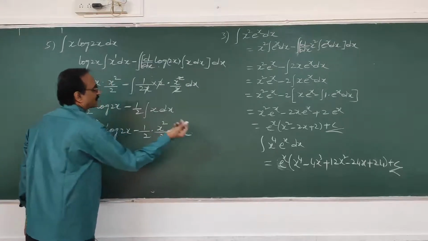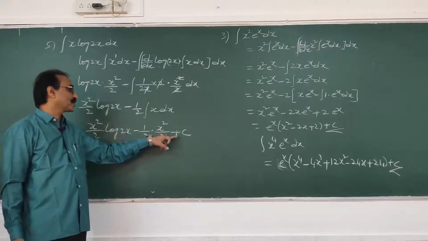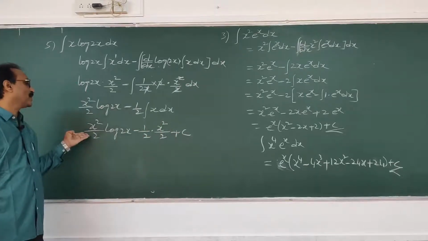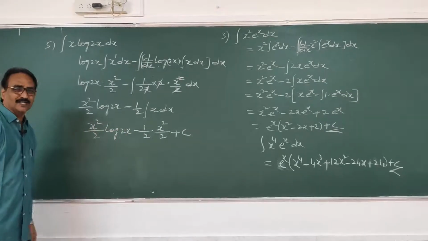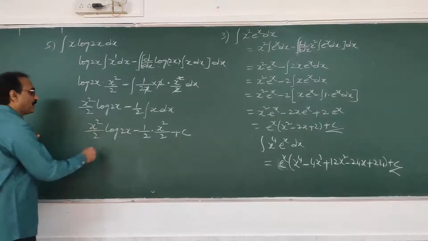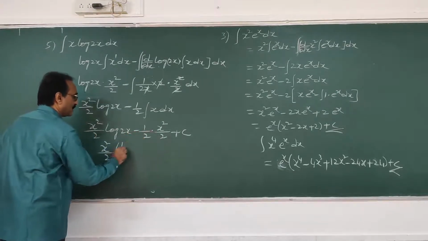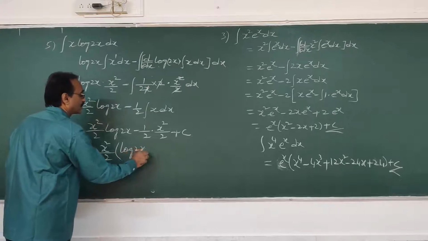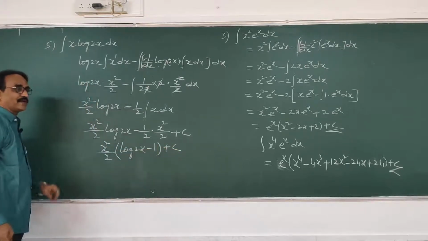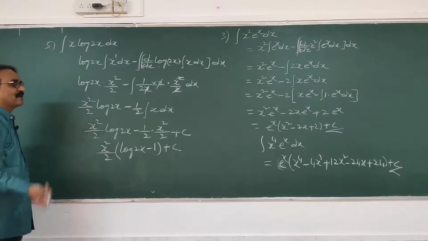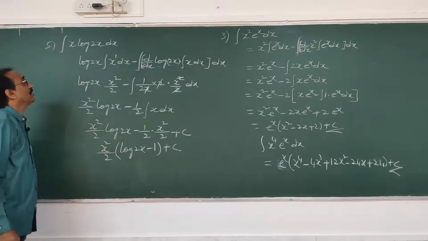This is nothing but plus c. Now x square by 2 log 2x minus 1 by 2 x square by 2 plus c. If you want, you can take x square by 2 common, x square by 2 log 2x minus 1 plus c, that is up to you. Simplification, whichever format you can do it. Log 2x minus 1 plus c. Again if you want, 1 can be written as log e, so according to the option you can do it, but you need not worry.